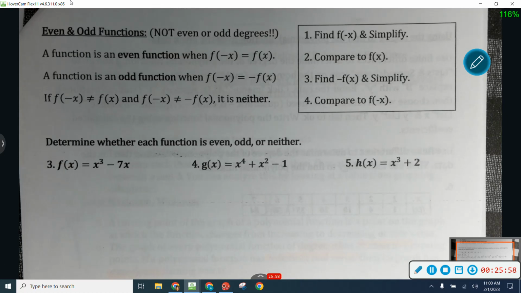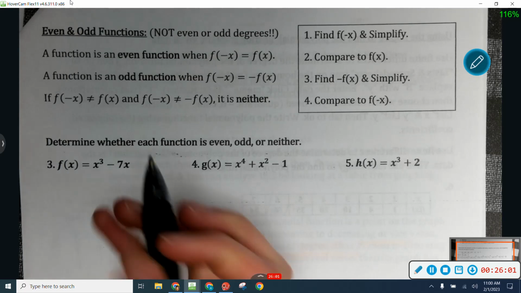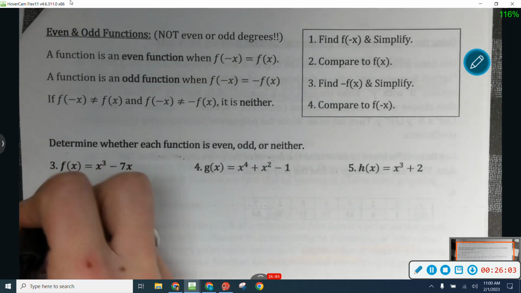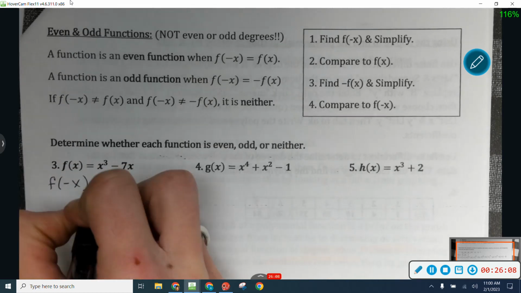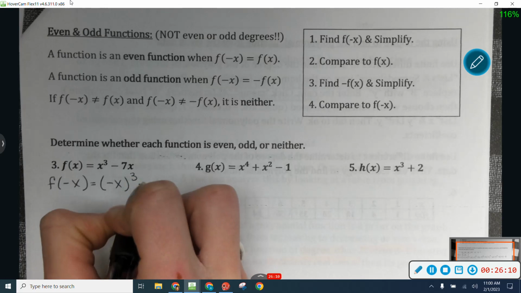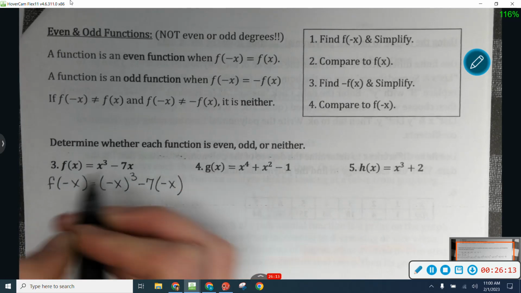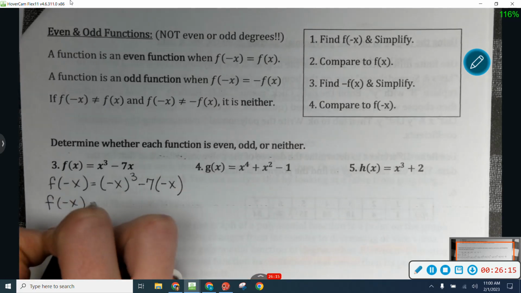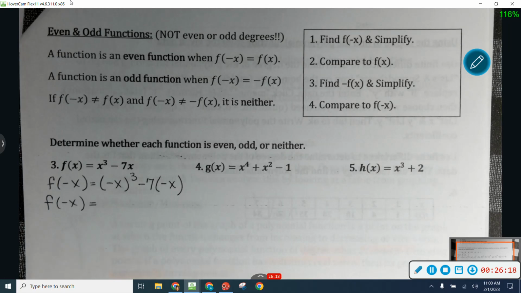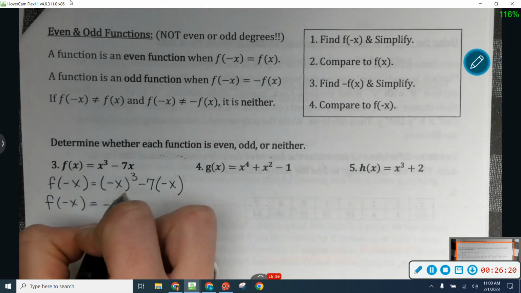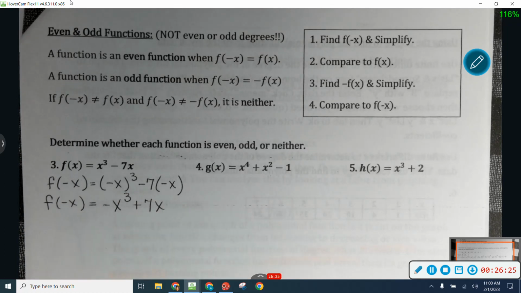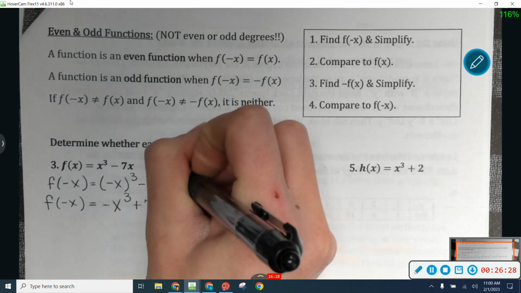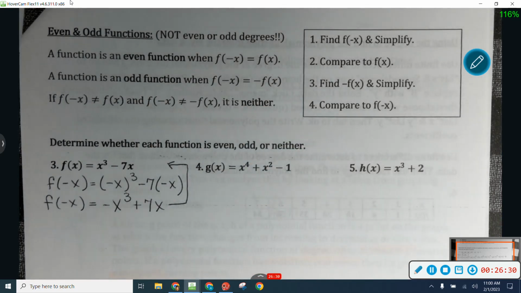Okay? So if I have f of x equals x cubed minus 7x, I'm going to find f of negative x. So that's negative x cubed minus 7 times negative x. So f of negative x is equal to negative x cubed plus 7x. So I'm going to compare that to my original. Is it the same? No. So it's not even.